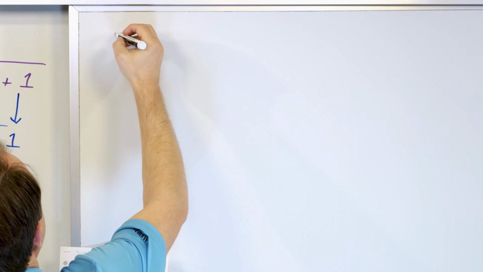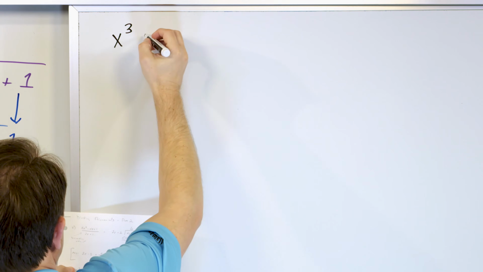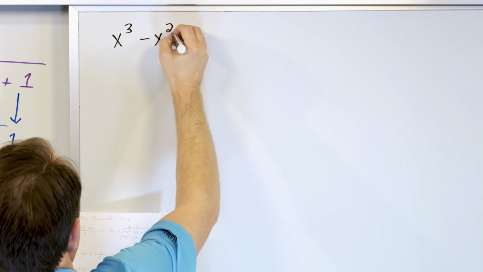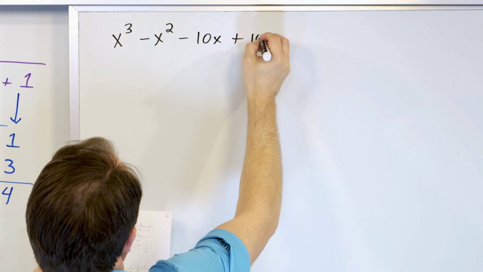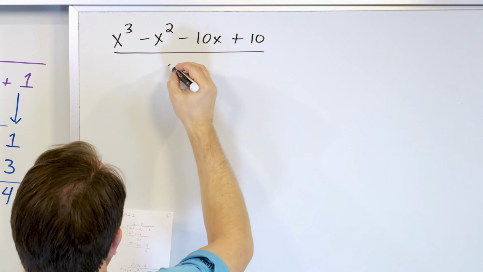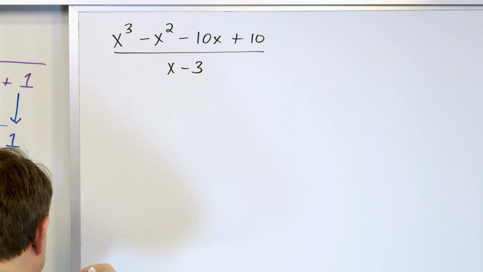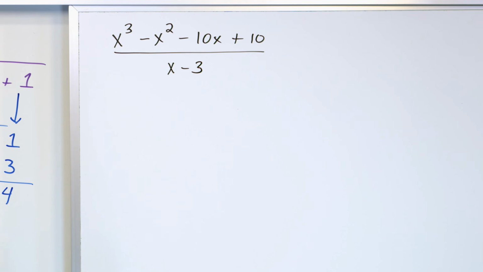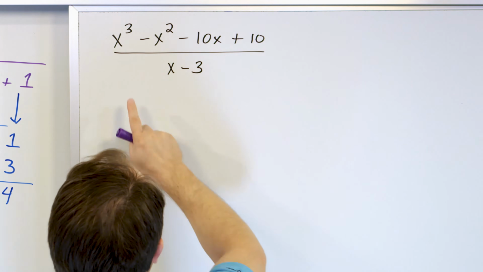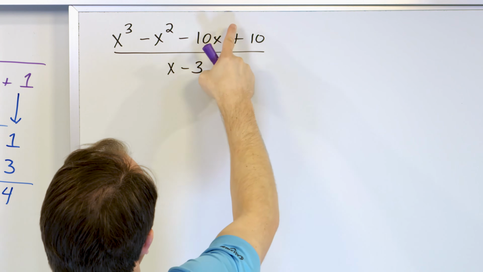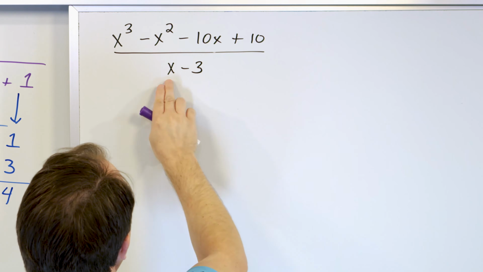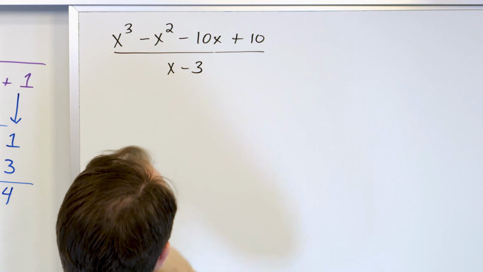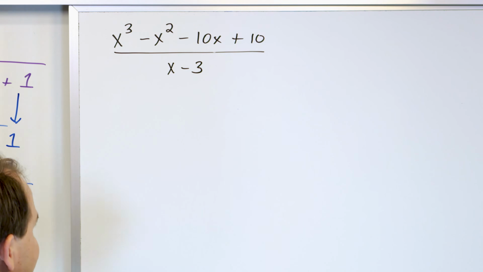So for our next problem, we have x cubed minus x squared minus 10x plus 10, and we're going to divide that by x minus 3. The very first thing we want to check is, do we have descending powers of x? We have x cubed, x squared, x to the first, x to the 0, which is a constant term. So we don't have any missing terms. So we don't have to insert anything.